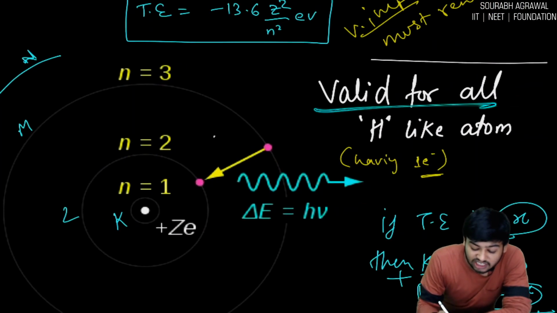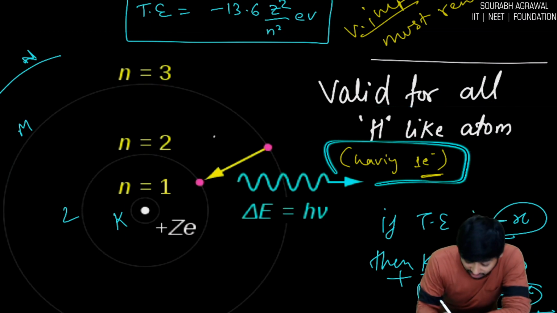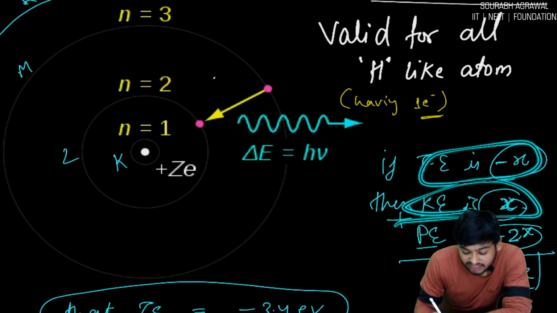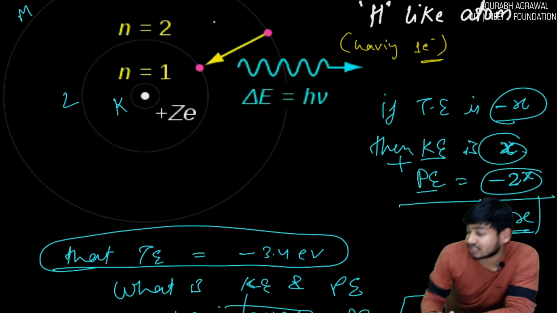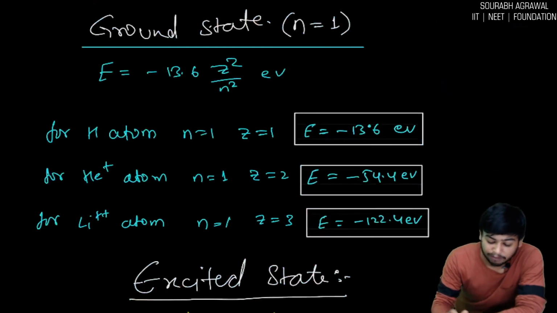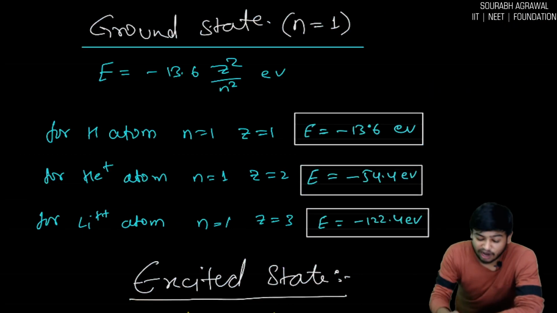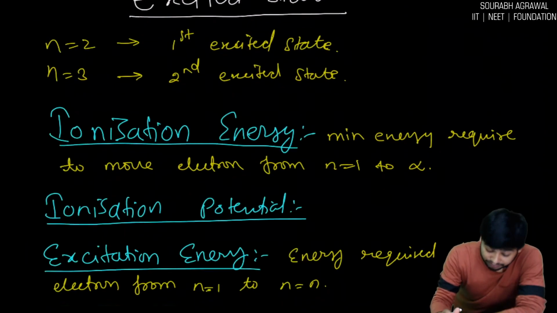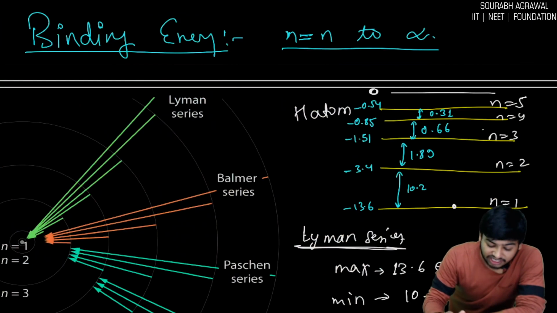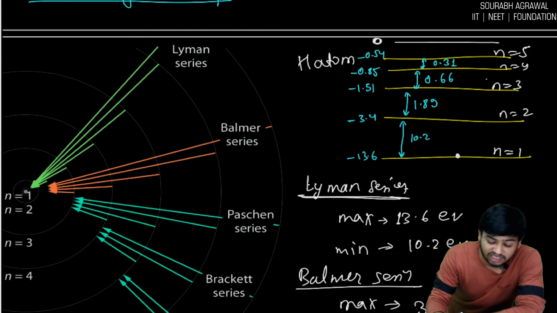I told you that this is valid for all H-like atoms having one electron. If total energy is minus x, then kinetic energy will be x and potential energy will be minus 2x. I have given you one example also. Then we defined ground state, excited state, ionization energy, ionization potential, excitation state, and binding energy. All this I have told you.